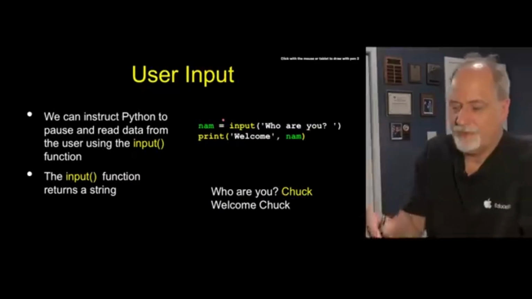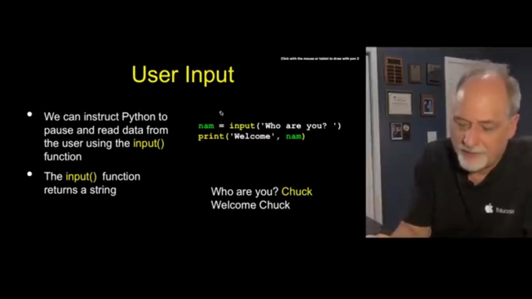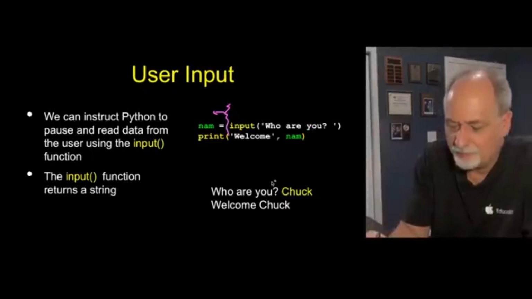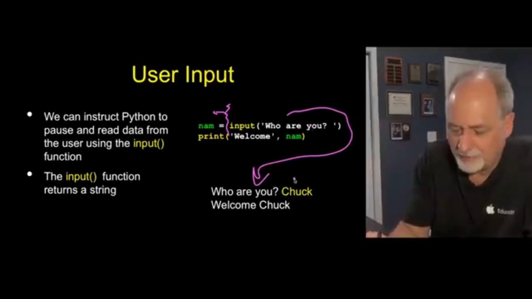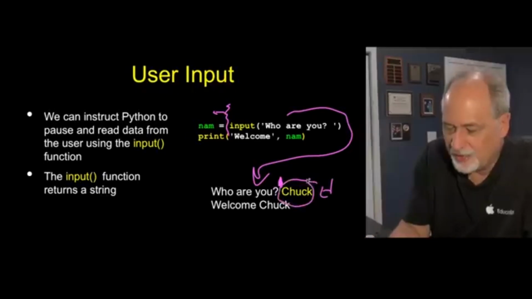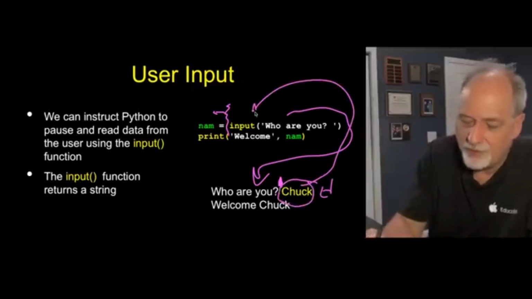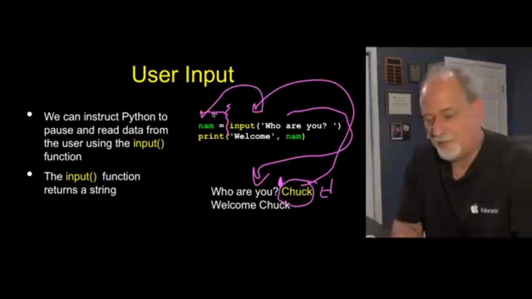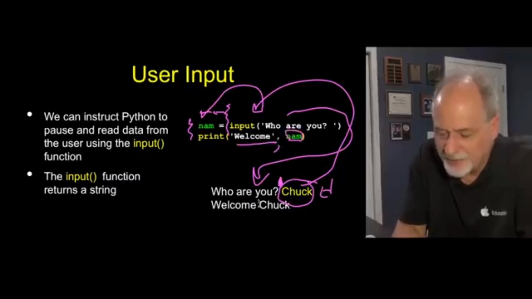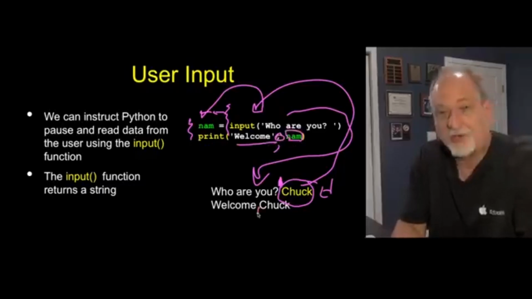So let's do that again. It's evaluating an assignment statement. Remember, you can think of it as just do this right side first. It writes this out, then it waits until we hit the enter key, and takes this Chuck, and that becomes the result of this input, which is then assigned into nam. Then we go sequentially to the next line. It prints out welcome, comma, contents of the variable nam. Now this comma here actually does put the space in automatically. So it says welcome space Chuck. There's no space in Chuck, just the name.